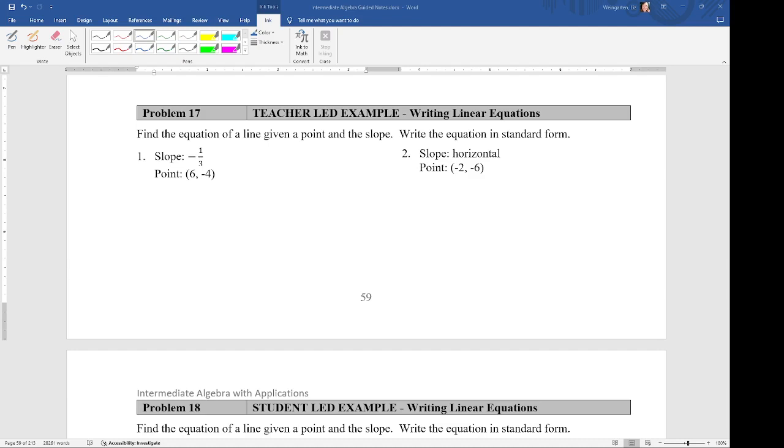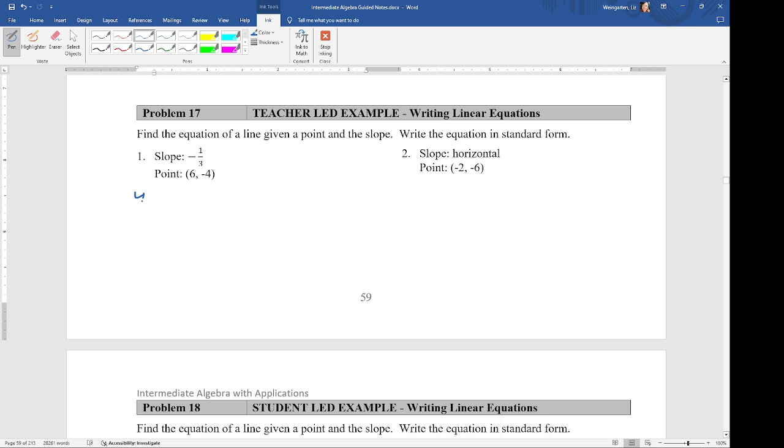Now we're going to write some equations in standard form given a point and a slope. Now because we're given a point and a slope, it's going to be easier to start off by writing these in point-slope form and then converting to standard form. So I'm going to start off by writing these equations in point-slope form.